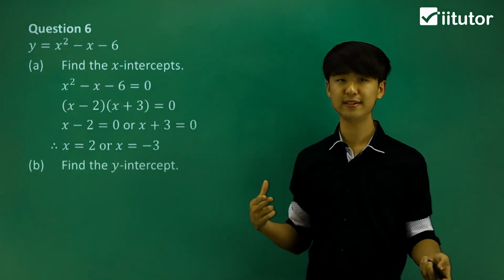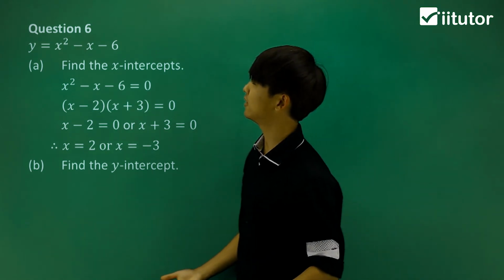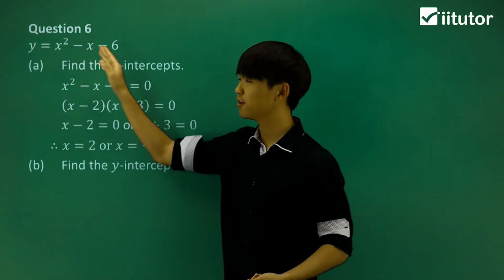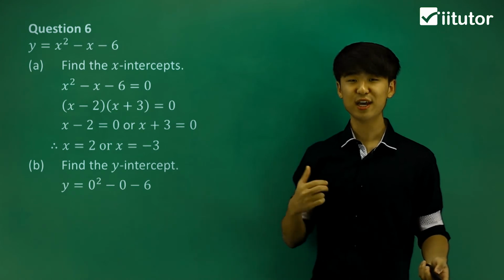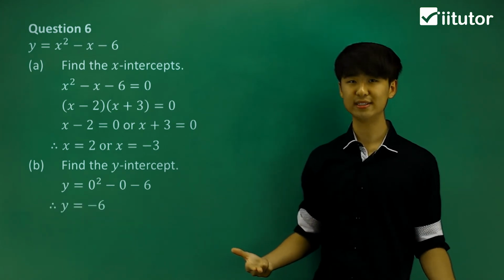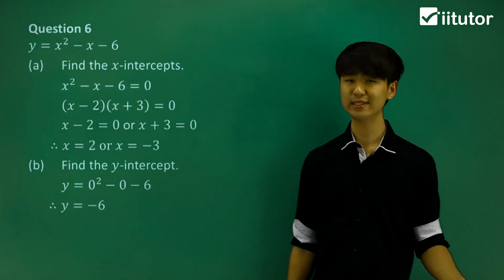Now on B, find the y-intercept. Finding the y-intercept, put 0 for x's, and we can see very nice and easy, y is equal to negative 6. And that's our y-intercept.